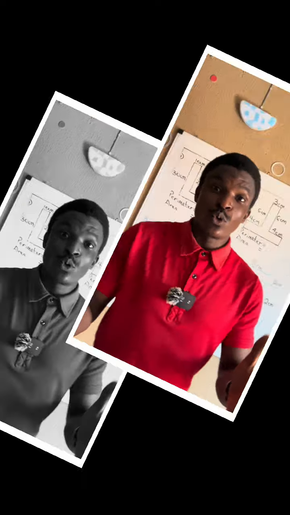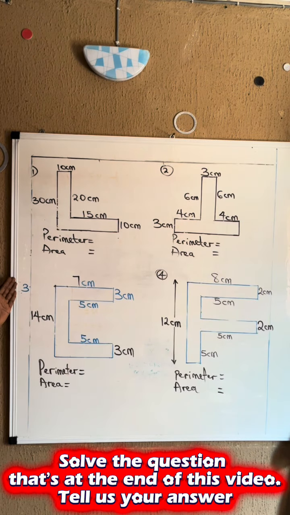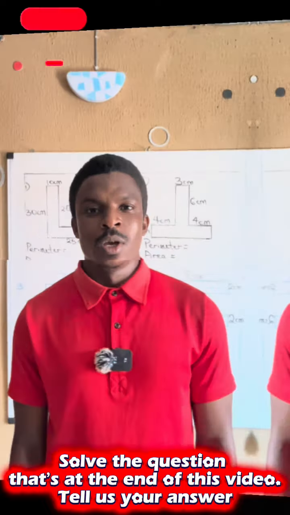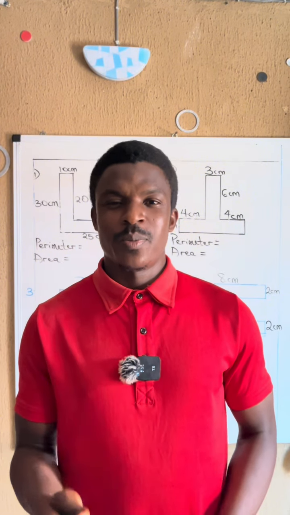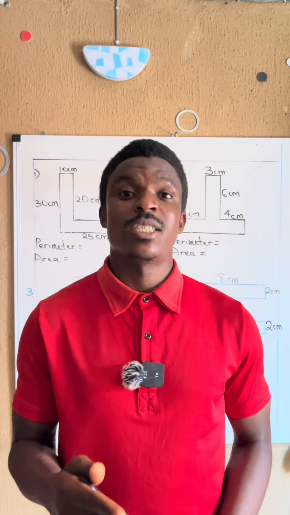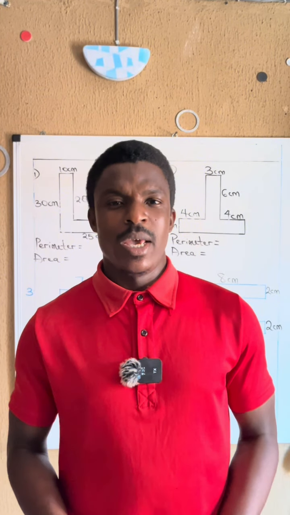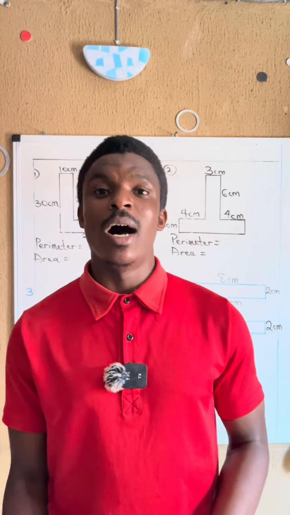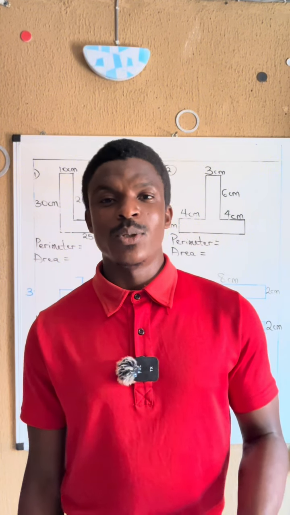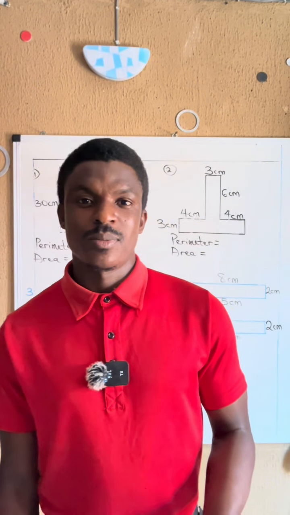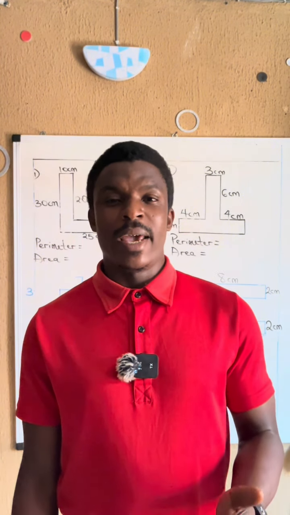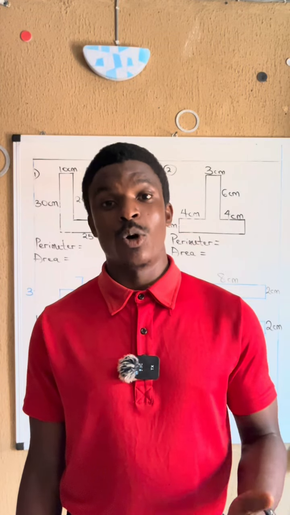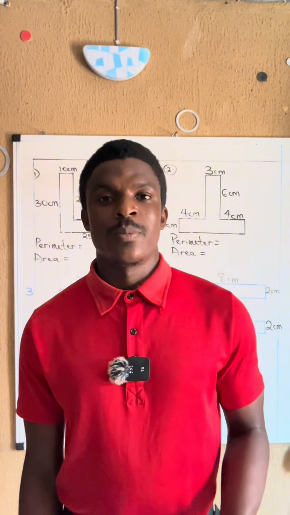Let me show you how to go from this to this. Shapes that have all sides equal are called regular shapes. Shapes that do not have all sides equal are called irregular shapes. Examples of regular shapes are equilateral triangle, square, regular pentagon, which has 5 sides, regular hexagon, which has 6 sides, all equal, and so on.